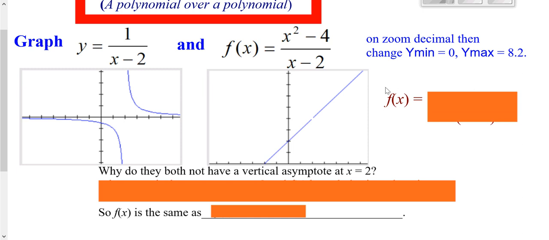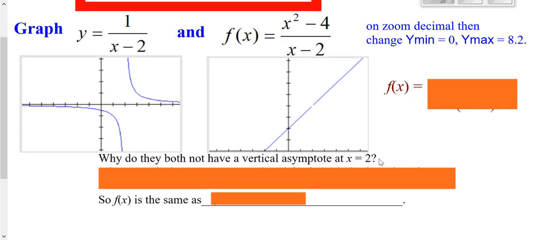If you do that, you get a missing spot in your graph right here when x is 2. You don't get a vertical asymptote, you just get a missing spot. We call that a hole. So why don't they both have a vertical asymptote there?